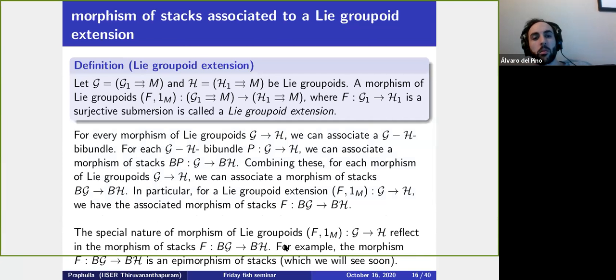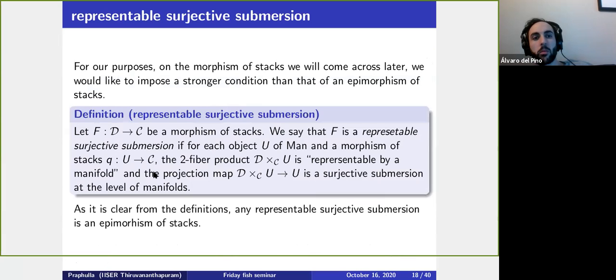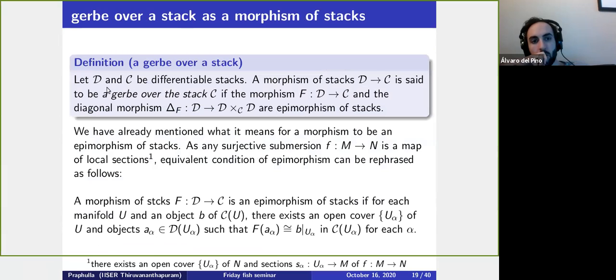So this maybe I'll skip for now. So now I'll introduce the notion of a gerbe. For two stacks D and C, a morphism of stacks is said to be a gerbe if this map D to C is an epimorphism and the diagonal map D to D cross D over C is also an epimorphism.